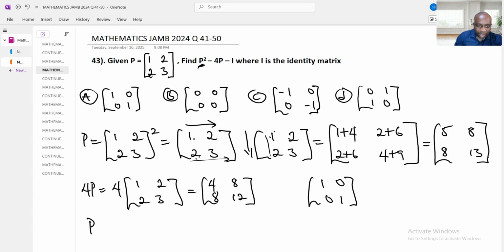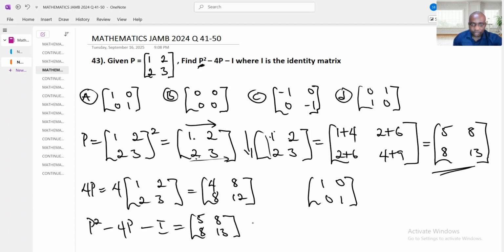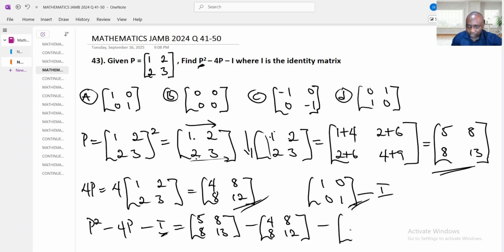Now let me write the equation out. P raised to power 2 minus 4P minus I is equivalent to, what is our P raised to power 2? What did we get here? We got 5, 8, 8, 13, minus, what is our 4P? This is what we got for 4P: 4, 8, 8, 12. What is our I here? This is our I, the identity matrix, 1, 0, 0, 1, equals to. Now let's subtract.